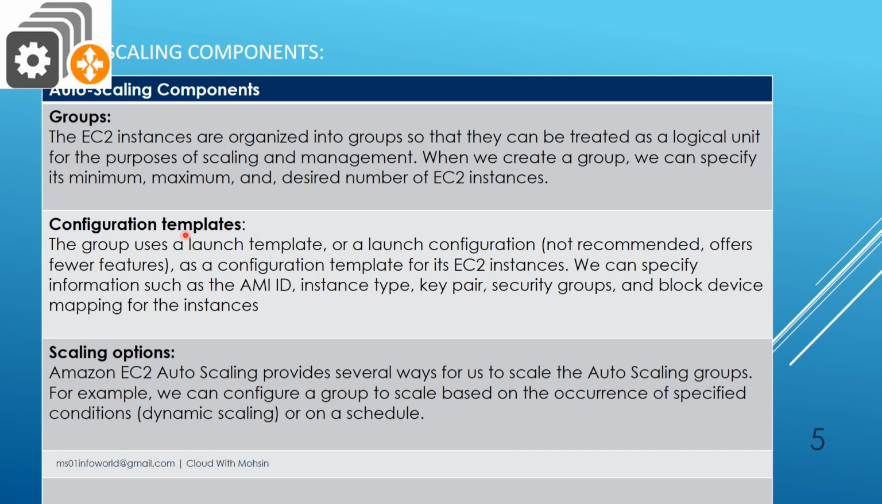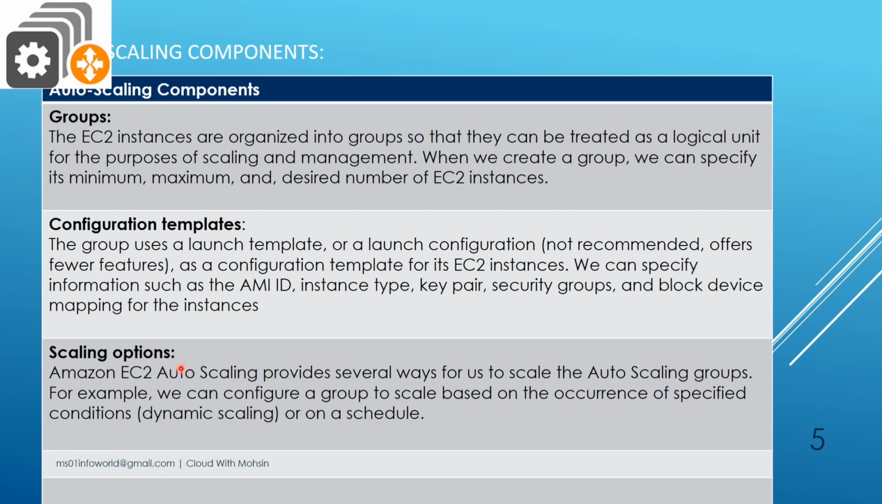Then about the configuration template: the group, this logical unit, uses the launch template or launch configuration. AWS is not recommending launch configuration because it offers fewer features as compared to the template. So the template is recommended, and what the template contains is AMI ID, instance type, key pair, security groups, and block device mapping. For example, if you want t2.micro or t2.large, you can specify the instance type, AMI, or key pair in this template, and the group will use this information to launch or expand the capacity accordingly.